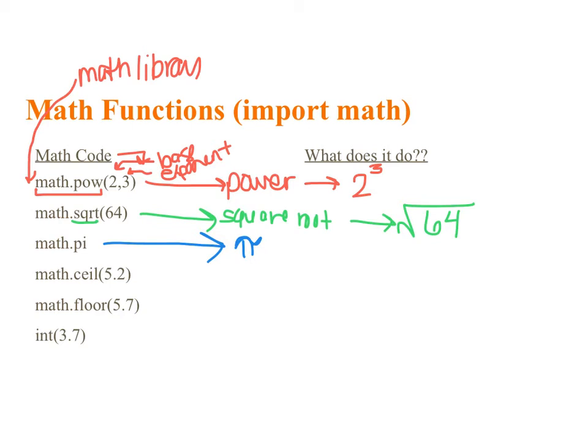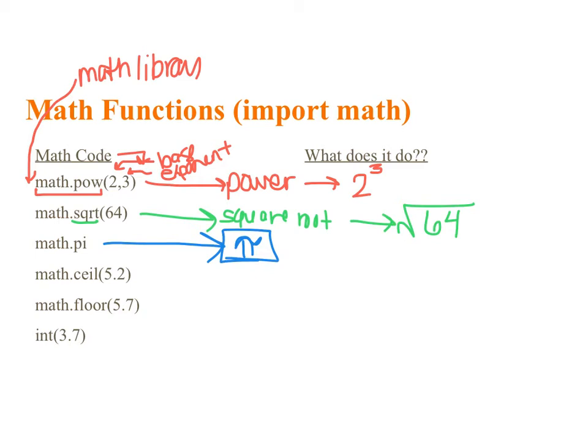Now notice here that there's no parentheses, it's just math.pi, and this will allow you to use pi in its exact number form in Python. So you should be utilizing this anytime that you need to utilize pi in your program.